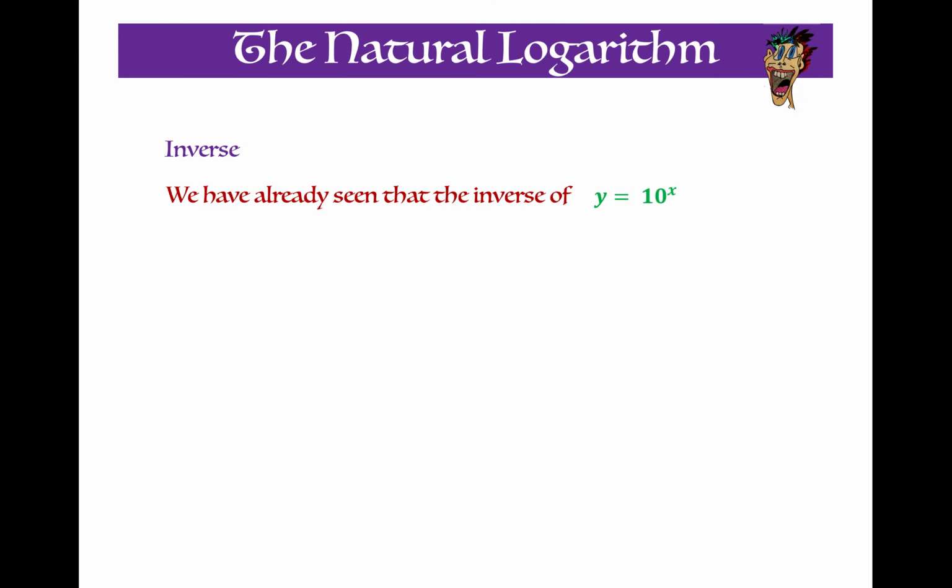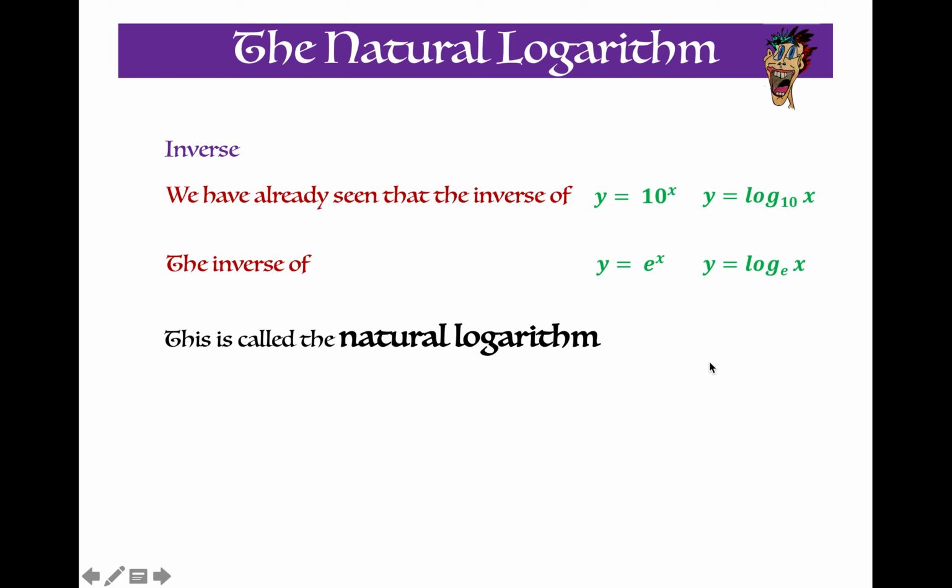We've already seen, looking at inverses in previous examples, that the inverse of y equals 10 to the x is y equals log base 10 of x. So therefore, the question is, what is the inverse of y equals e to the x? And hopefully you can see here that it's going to be y equals log base e of x. And we call this the natural logarithm.